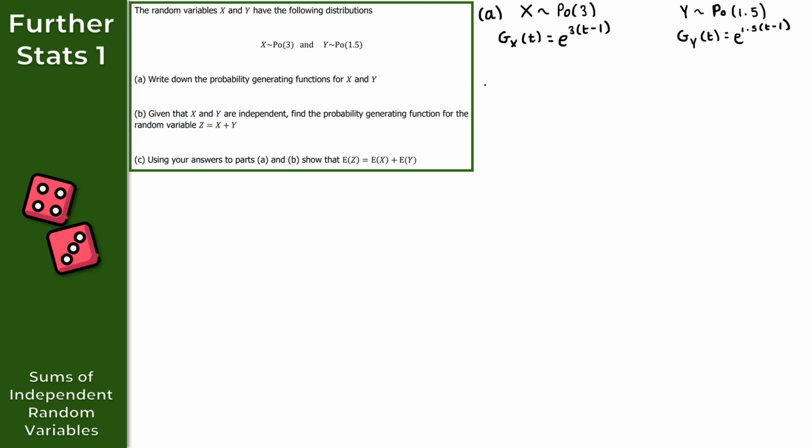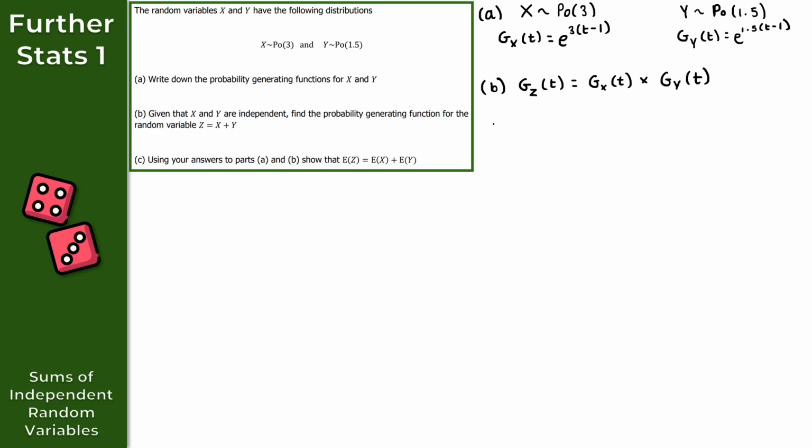Now for part B then, it says given that x and y are independent, find the PGF for the random variable z, which is equal to x plus y. So to find the PGF here for z, we need to use the following result. g of z, that's the PGF for z in terms of t, is equal to the product of g of x in terms of t and g of y in terms of t.